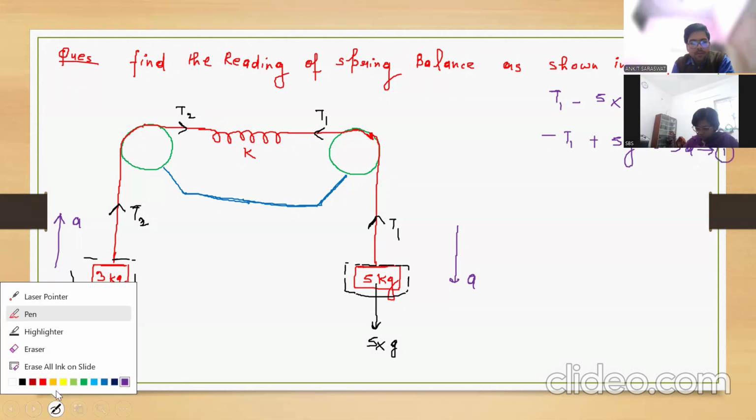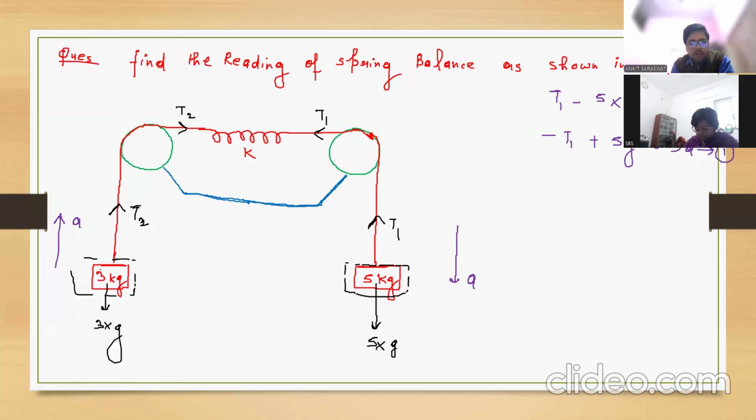Okay? Yes. Apply for 3 kg. It will be T2 minus 3 into G equal to 3 into A. Equation 2. Clear? Now how many variables are here? 3 variables. And 2 equations were there. We need one more equation.